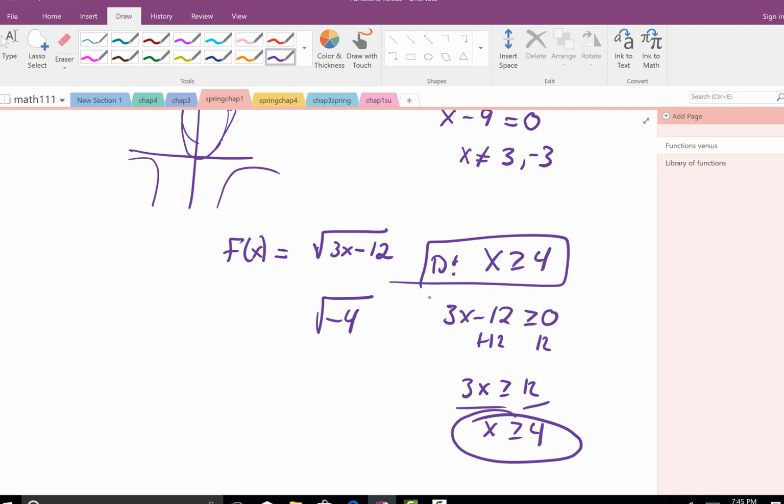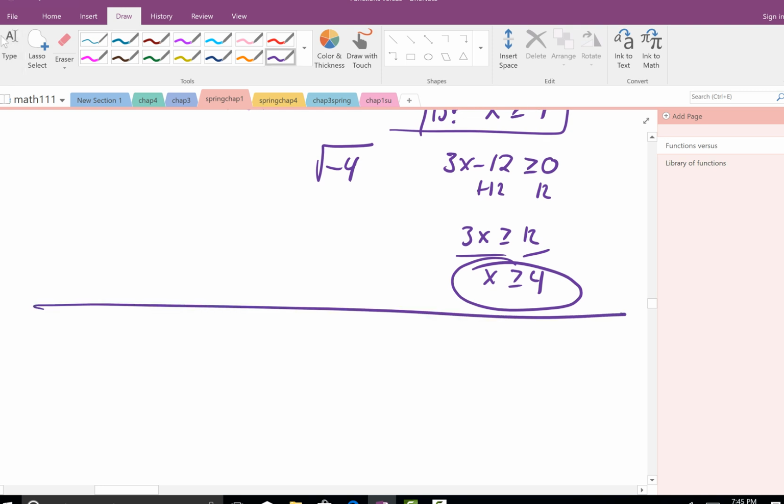Any questions on finding domain or ranges from a graph? Okay, make sure you ask questions if you don't know it. I told you this first section's got a lot of stuff in it.